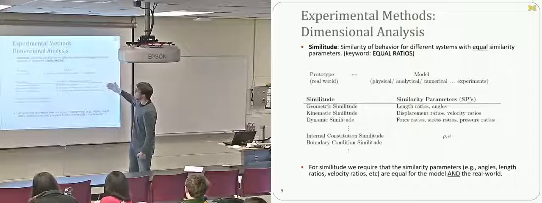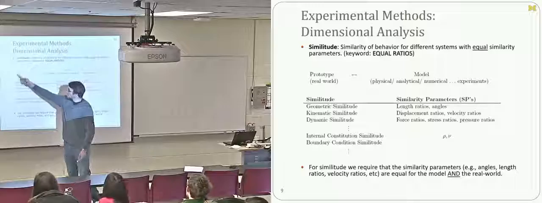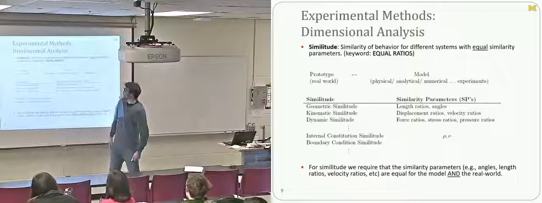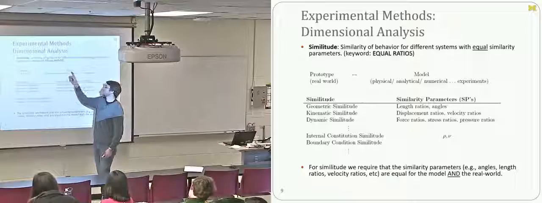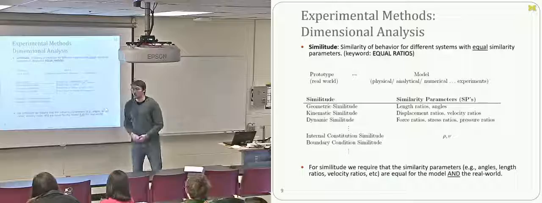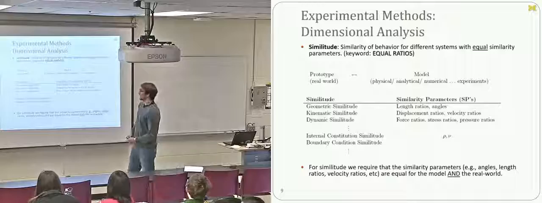So for modeling, we generally say we have a prototype, which is our real world, in this case like our ship. Right? We have our model, which can be, in this case, physical, but modeling as a field also encompasses things like simplified equations or numerical setups such as CFD. Okay, but we're going to be talking about physical models here.